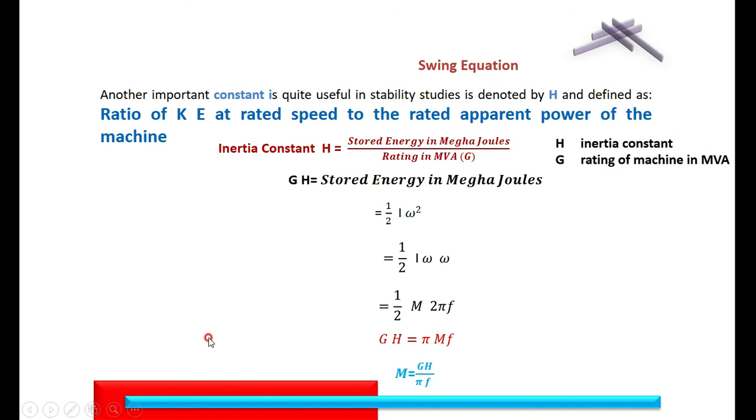Another important constant quite useful in the stability studies is defined by H. It is called the inertia constant H, that is defined as the ratio of kinetic energy at rated speed to the rated apparent power of the machine. This is how we have to define the constant H. It is a ratio of kinetic energy stored divided by the rating of the machine. That is stored energy in megajoules divided by rating of the machine, that is in terms of MVA. That is H is equal to stored energy Ke divided by S.